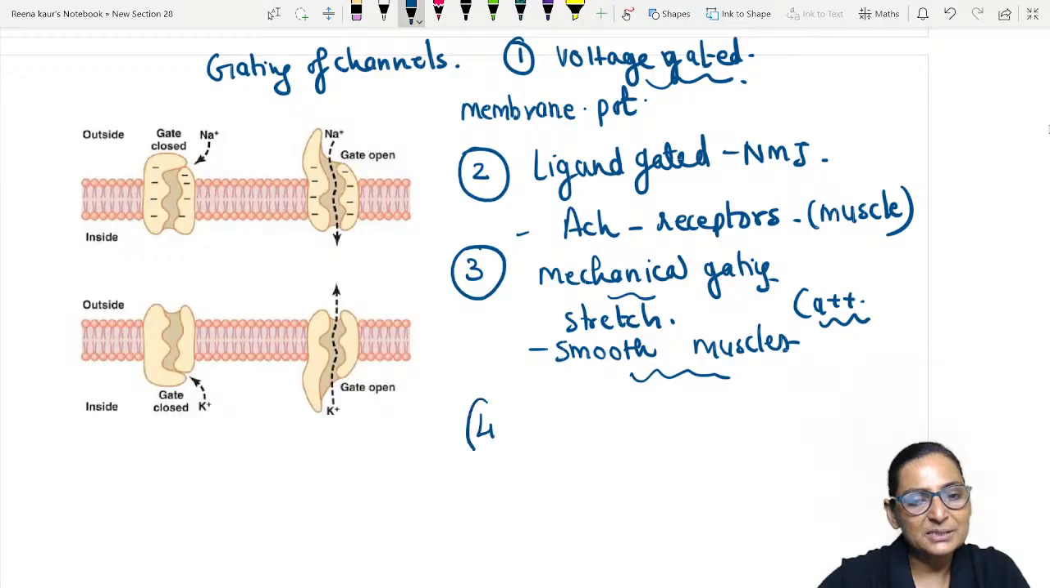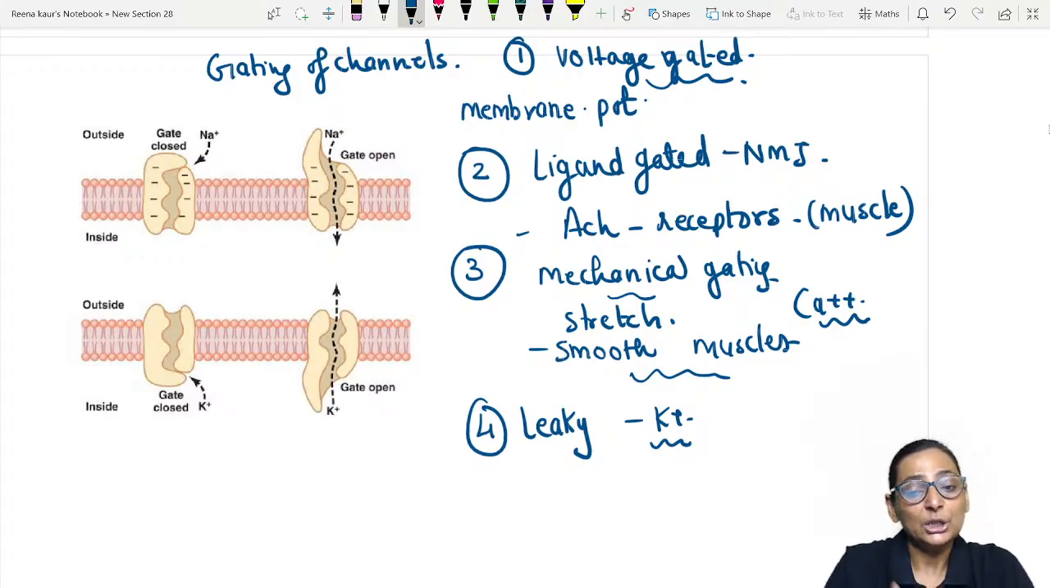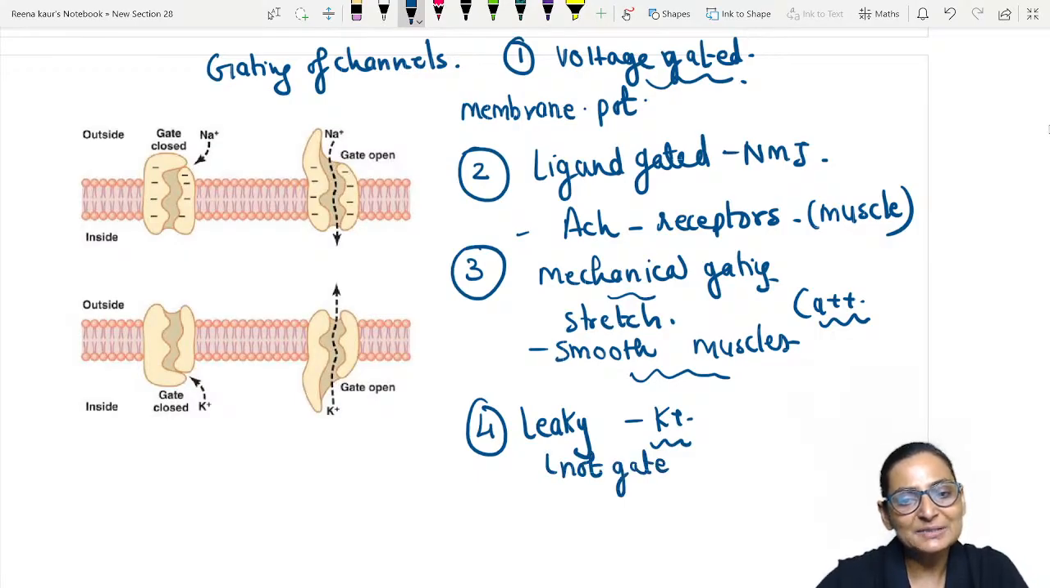And the fourth type of channels which you should know are called the leaky channels. Leaky channels are especially for potassium, and the permeability through the leaky channels can be even 100 times more to potassium as compared to any other ions. So the leaky channels permit potassium. Leaky in the sense they will allow potassium to easily come into the ICF or go out to the ECF, and they are not gated. So these leaky channels basically are not gated. That means there is free entry of potassium ions inside or outside, right?